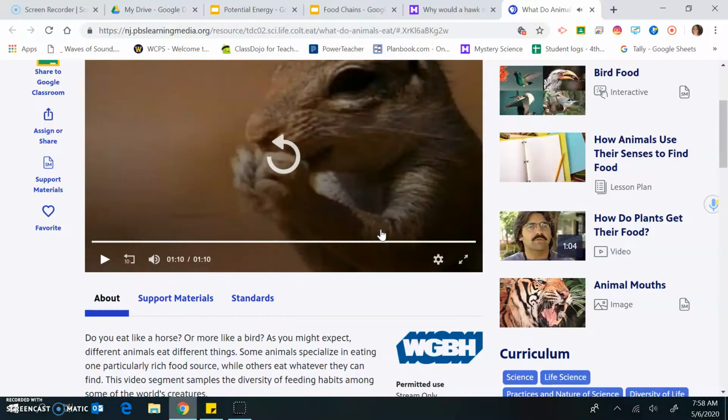Alright, so as you can see we saw many different types of animals there. Some were eating plants and seeds, others were eating other animals.